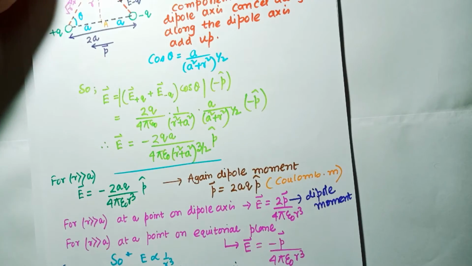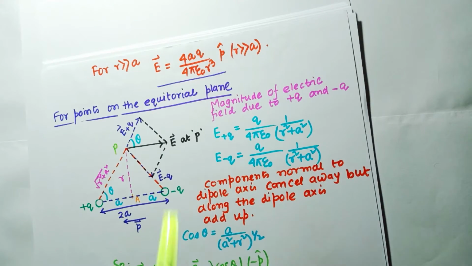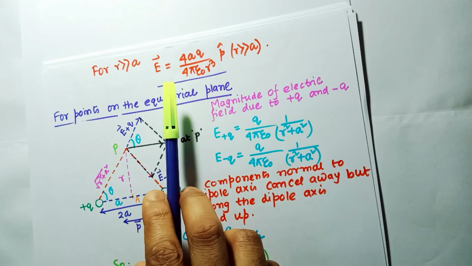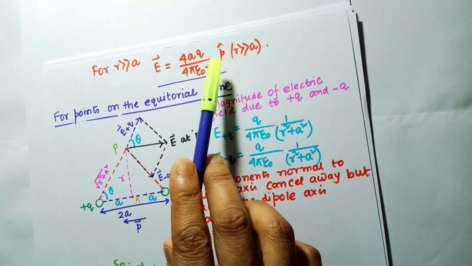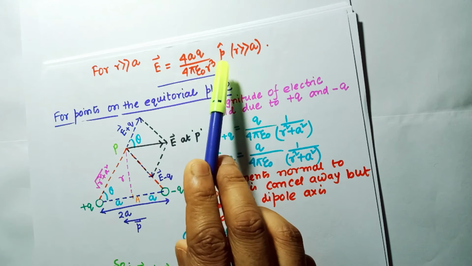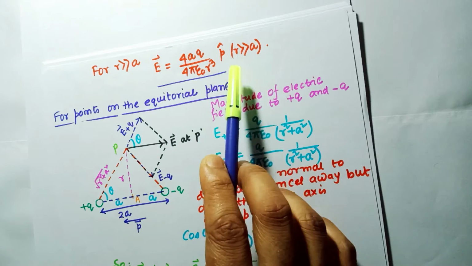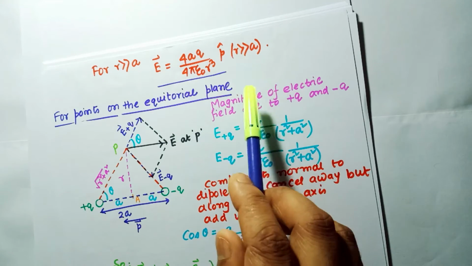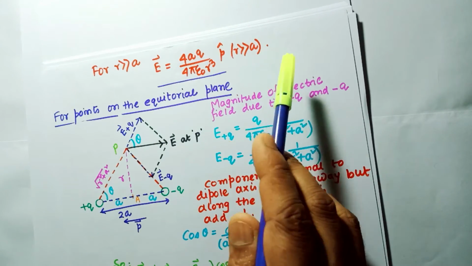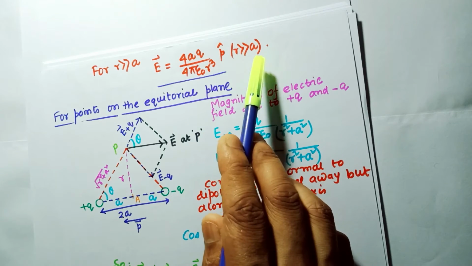And we can see that for r much greater than a, we can write E vector equal to 4aq divided by 4 pi epsilon naught r cubed times the unit vector p cap, for r much greater than a. It means the separation of the dipole is very small with respect to the distance of the point P at which we are aiming to find the electric field.